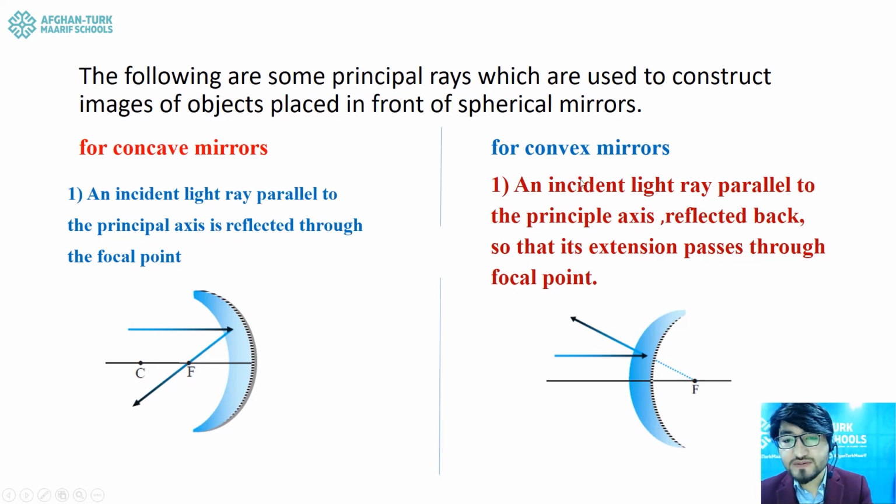Okay, what happens in convex mirrors? An incident light ray parallel to the principal axis is reflected back so that its extension, this line, passes through the focal point.